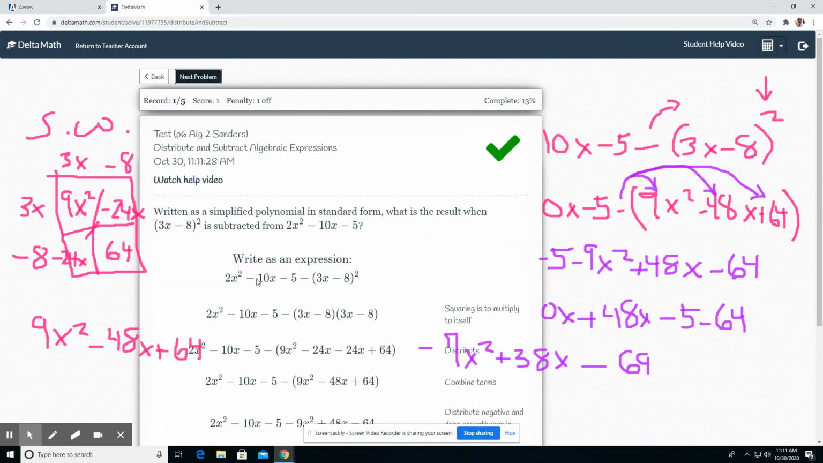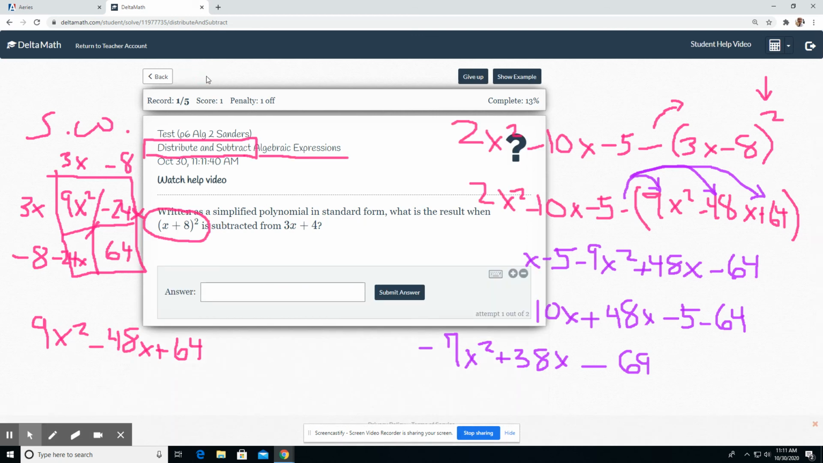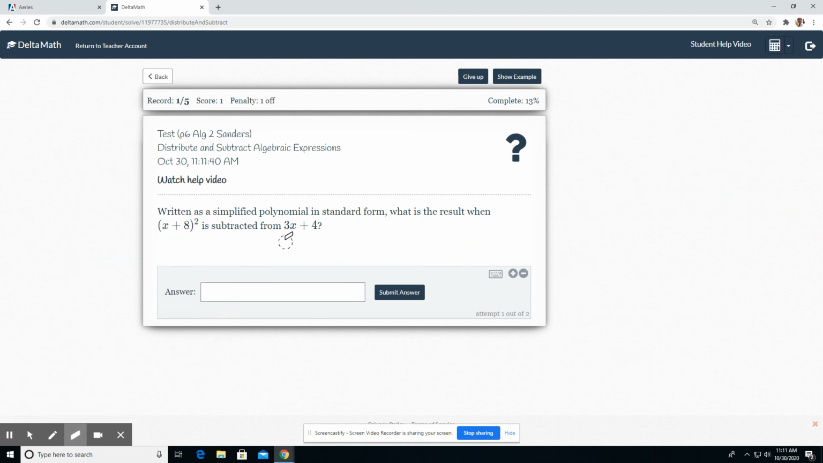Yes, and everything was done exactly the same way. And then we just use the generic rectangle to help us with our multiplying here. Let's look at the next one, see if it's any different. And it's done exactly the same way. All right, so we're good here.